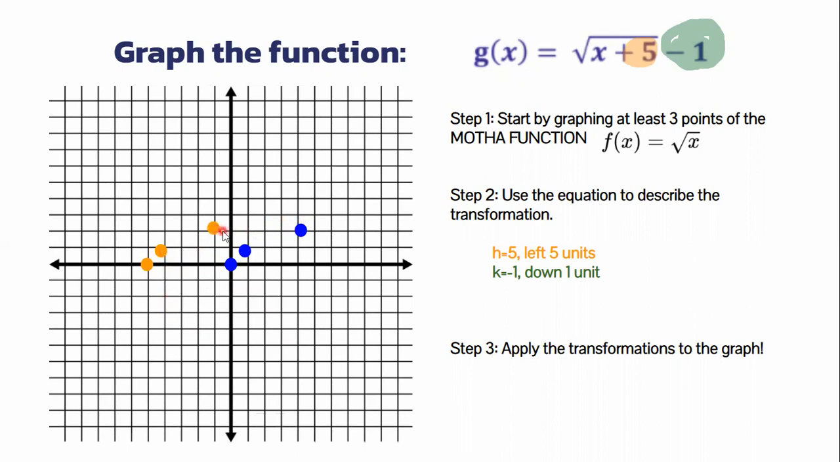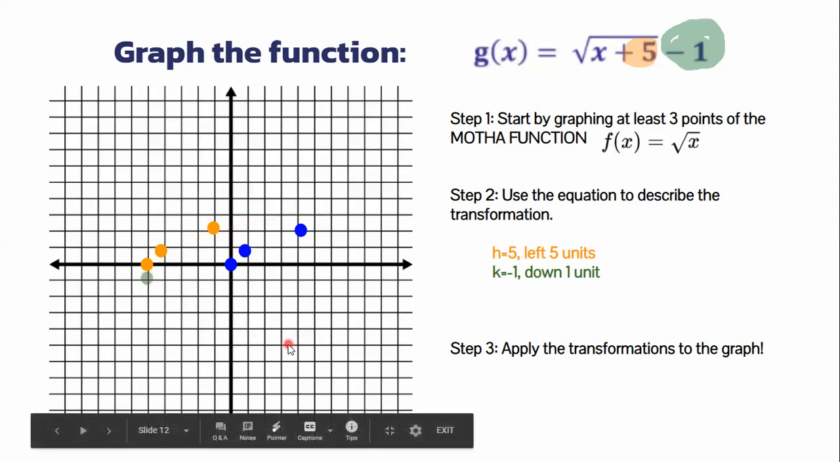Now, we don't have g of x is equal to the square root of x plus 5. We also have a vertical transformation of -1. So now we're going to have to shift our function down 1 unit from the new orange dots. All right, that would be the shift of square root of x plus 5, and we don't actually have that. So now we're just going to move the orange dots down 1 unit.